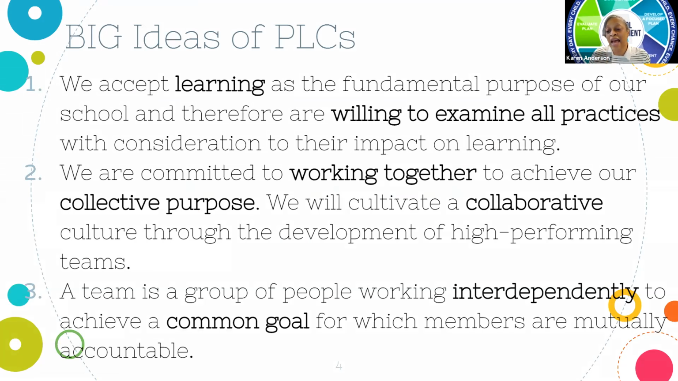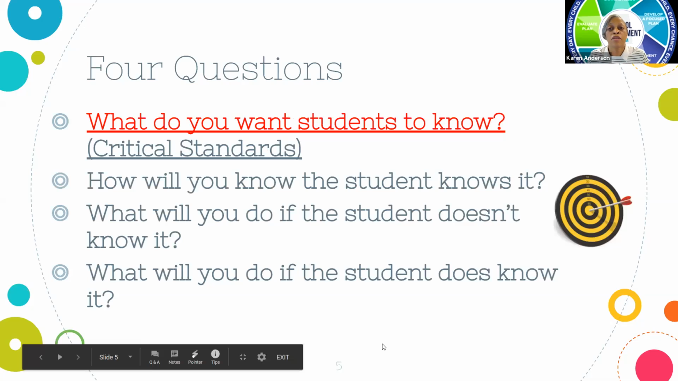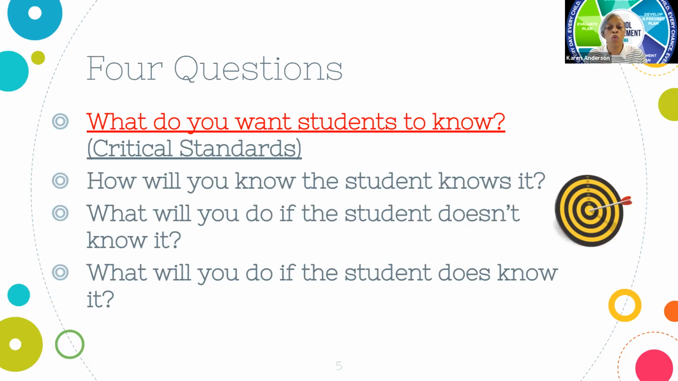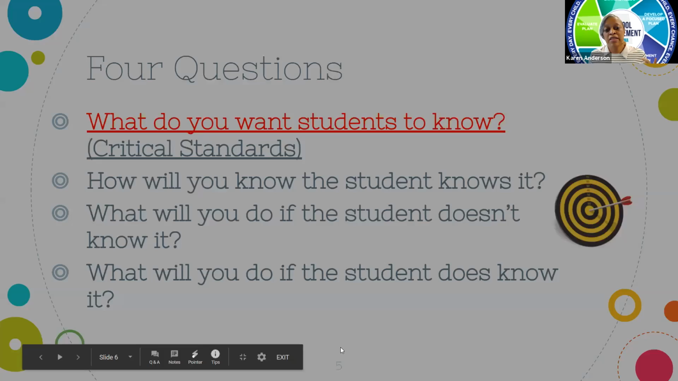Not just working in silos independently, but interdependently, knowing that when we work together as a group, the product will be better. The four questions that we've just hammered home time after time. What do you want students to know? How will you know the student knows it? What do you do if the student doesn't know it? What do you do if the student does? So we're going to focus in on those critical standards. That's what we want students to know. That's going to be the focus of today's session.